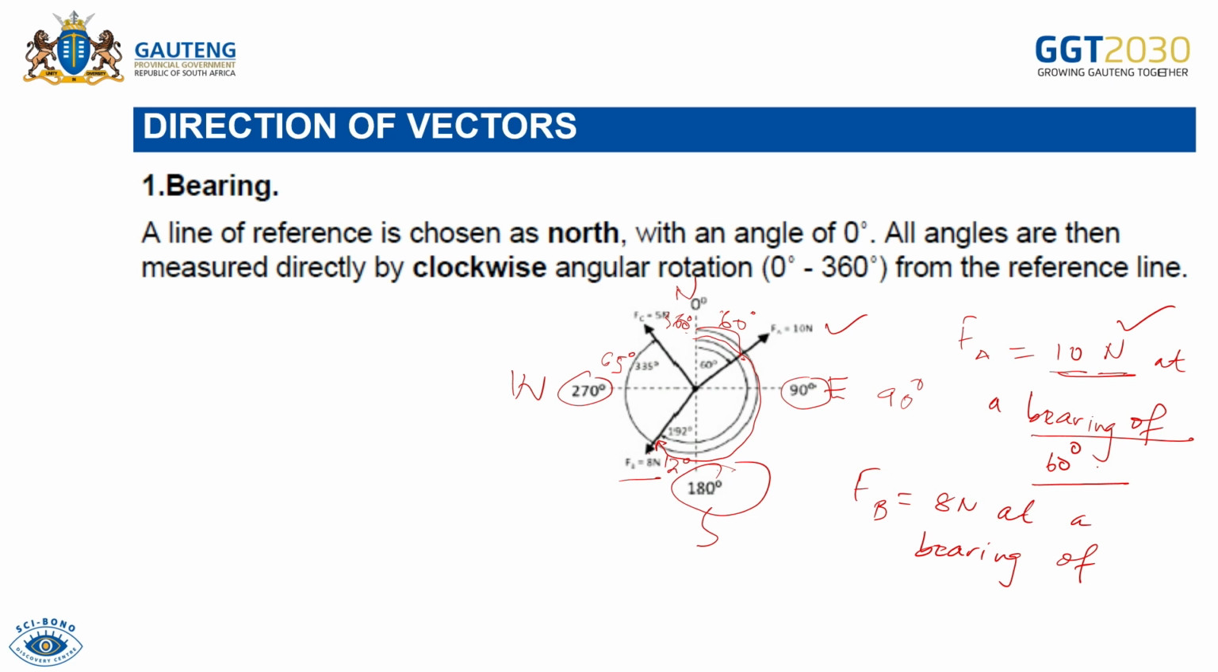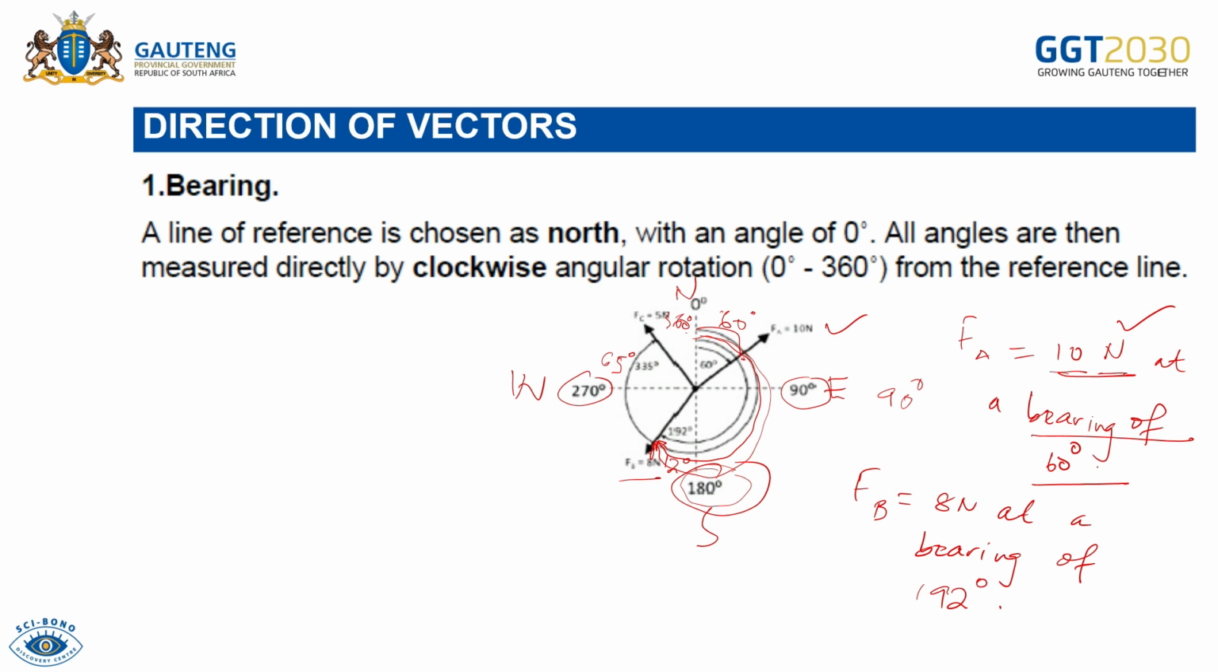So you are going to say 180 plus 12. What is 180 plus 12? It's 192. So it's at a bearing of 192 degrees. Simple, I think, right? Because you always start from north and then you move clockwise.